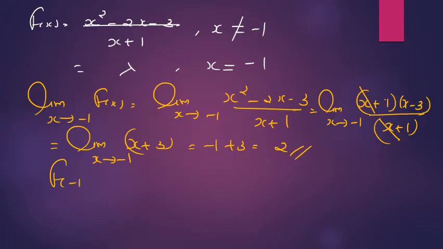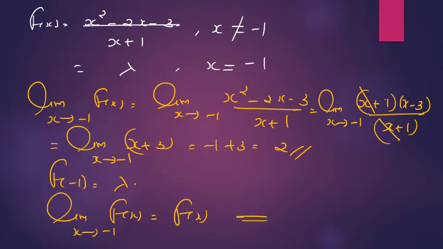What is f(minus 1)? f(minus 1) is lambda. Therefore, since the function is continuous, the limit as x tends to minus 1 of f(x) is equal to f(minus 1). Therefore, lambda is equal to what? 2.